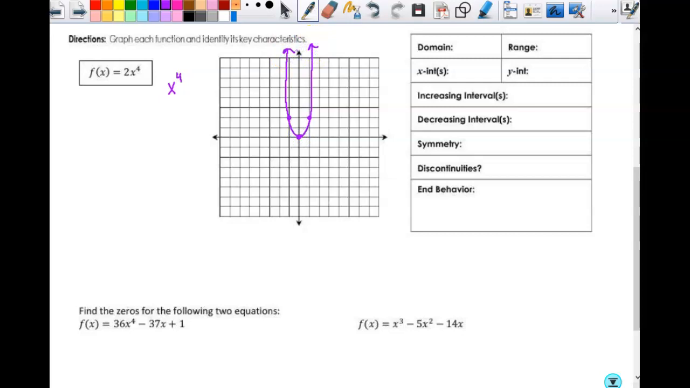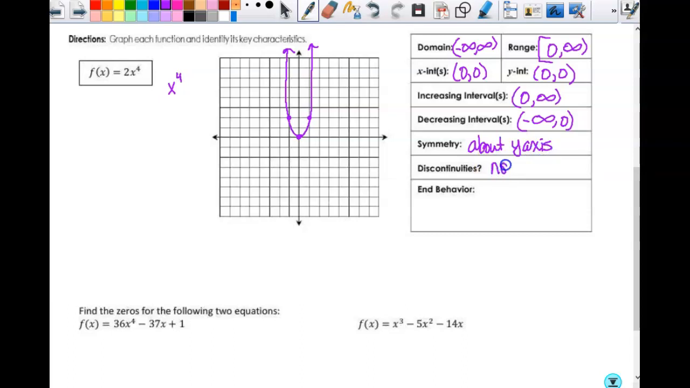So got that. So our domain, negative infinity to infinity. Your range, 0 to infinity. And we include 0. Cannot be missing that stuff anymore. X-intercept is 0, 0. Y-intercept is 0, 0. Increasing, I'm increasing from 0 to infinity. And I'm decreasing from negative infinity to 0. The symmetry, I have symmetry about the y-axis.